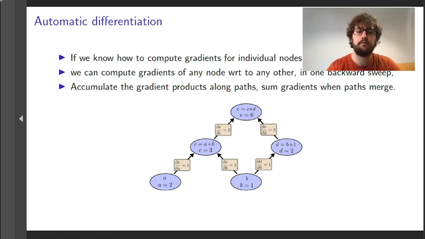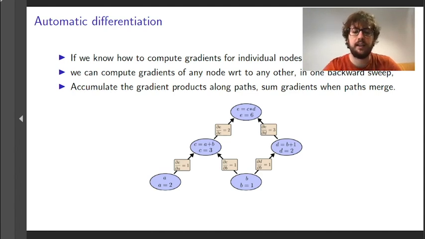paths merge. So for instance, in this simple example, the gradient of the output E with respect to input A can be computed by just taking the product of the derivative of E with respect to its input C times the derivative of C with respect to its input A, which is trivial to compute because the individual nodes you can always decompose your computation so that they are really just simple arithmetic operations.